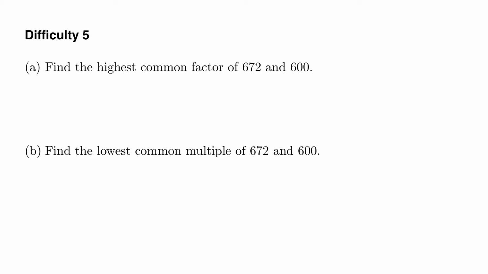Similarly, we don't want to start listing out the numbers in the 672 and the 600 times table, or the multiples of those numbers, because that will take a long time. So we're going to use a better method, and this involves using the prime factor decompositions of these numbers.